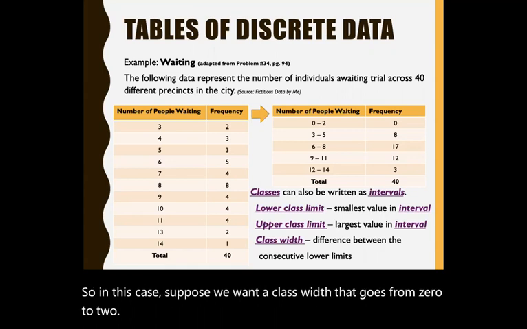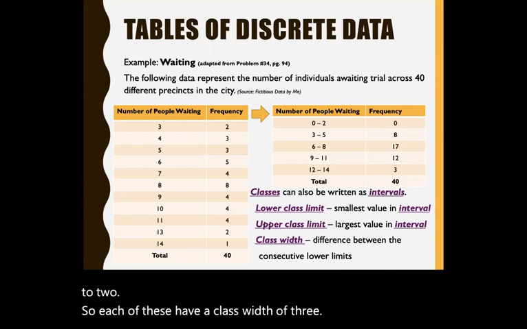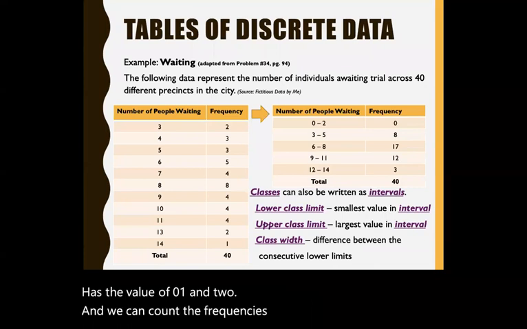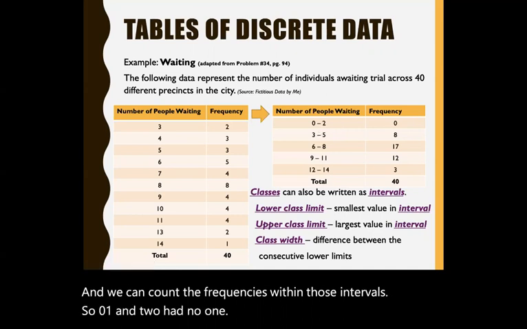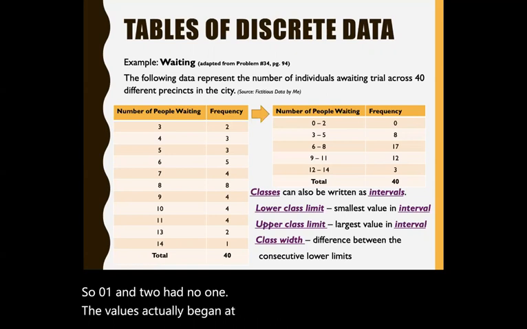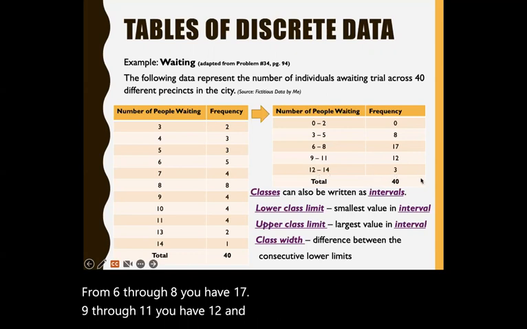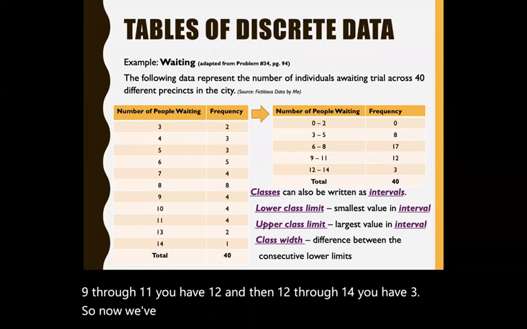So each of these has a class width of 3, with the values 0, 1, and 2. And we can count the frequencies within those intervals. So 0, 1, and 2 had no one. The values actually began at 3. So 3 to 5 had 8. If you add those up, you'll see 2 plus 3 plus 3 is 8. From 6 through 8, you have 17. 9 through 11, you have 12. And then 12 through 14, you have 3. So now we've condensed the number of people waiting into intervals to get a more useful picture.